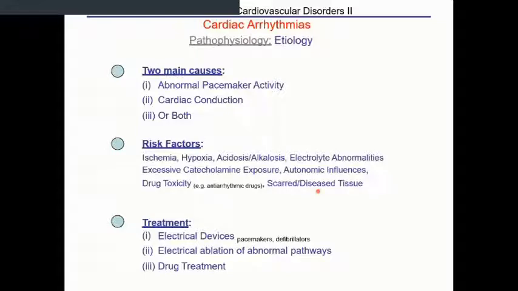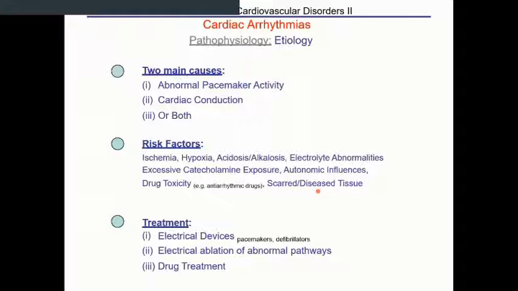So as an overview, when we say cardiac arrhythmias, as we mentioned earlier, there are three main mechanisms, but you can say that there are two main causes. One, of course, is abnormal pacemaker activity. So if your SA node or your AV node has problems, that will create arrhythmias, or there will be problems in terms of conduction of impulses. So the fibers themselves have issues, they will cause arrhythmias, or they could occur at the same time.